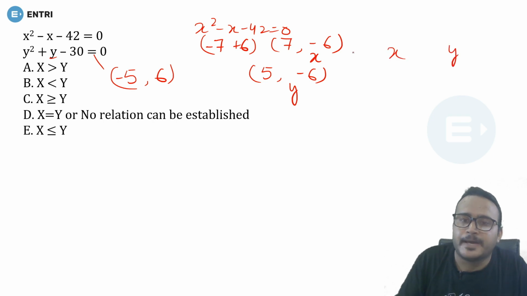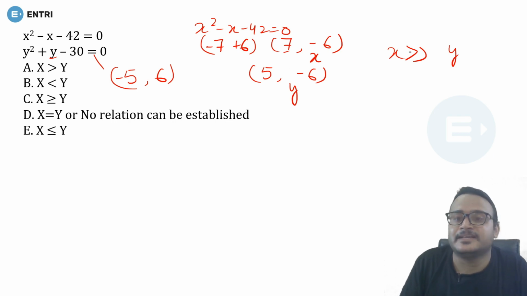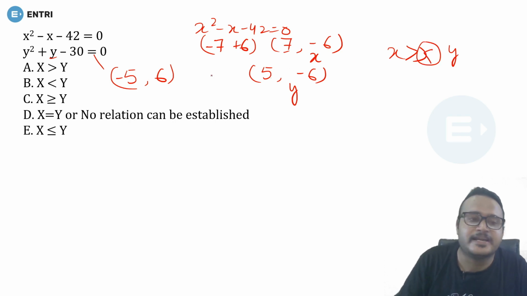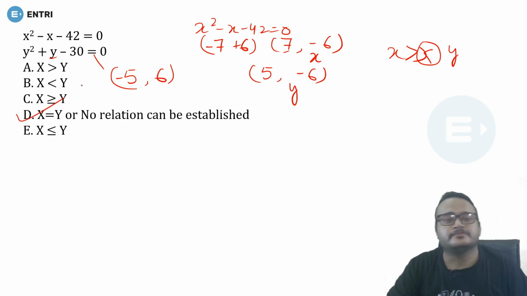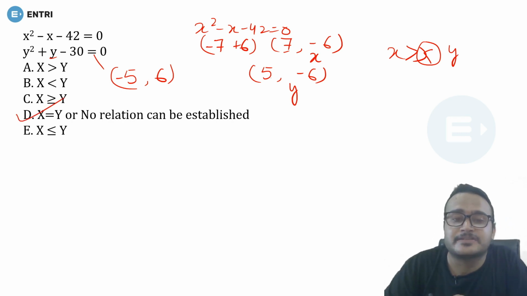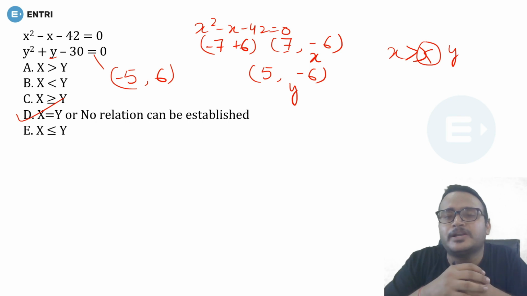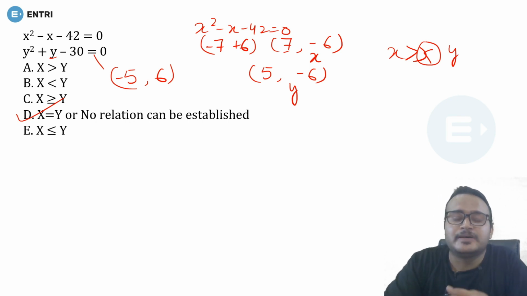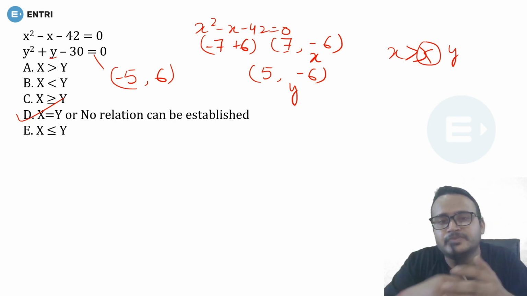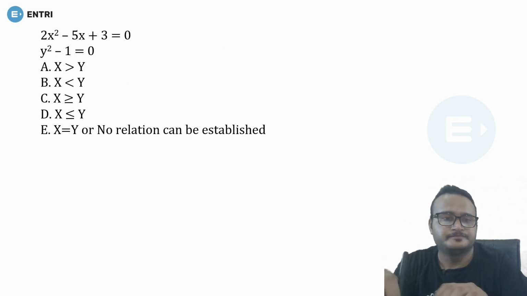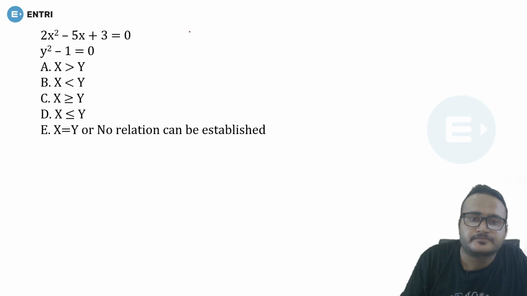And now we need to compare. So this 7 is greater than this and this. This minus 6 is not greater than this, it is lesser than this. So guys, here the sign has been changed, you can mark D as your right answer. No relationship can be established, because there is no matter of comparison at all between the values of x and y. Sometimes it becomes greater, sometimes it becomes lesser. Let's move to the next question. Okay, so this is the next question, guys.